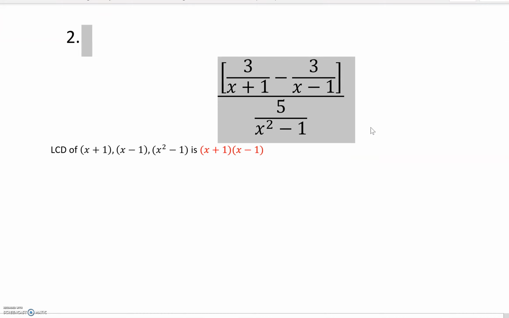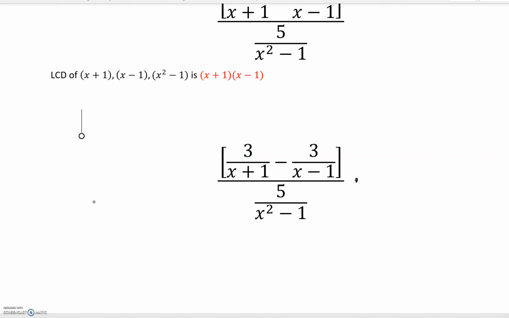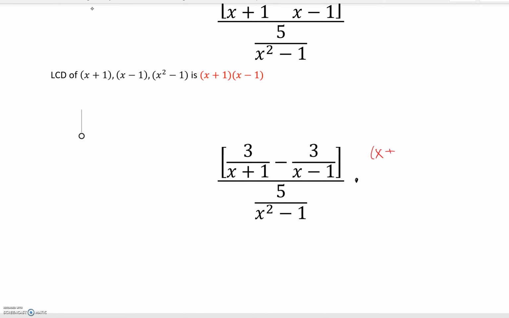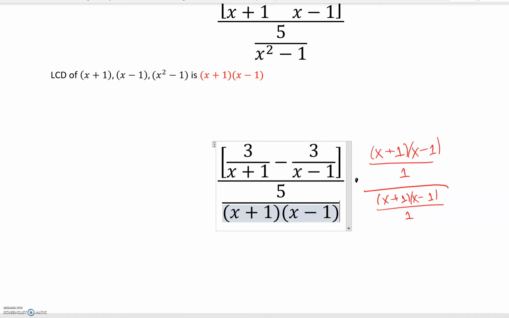Okay, so what do we do? We're going to take this guy here and multiply it by a hella fancy one in the form of the LCD over 1 divided by the LCD over 1. You see that denominator there? I don't like it being written as x squared minus 1. Let me go ahead and write that as x plus 1 times x minus 1. All right, now what do we do? We just need to distribute, right?